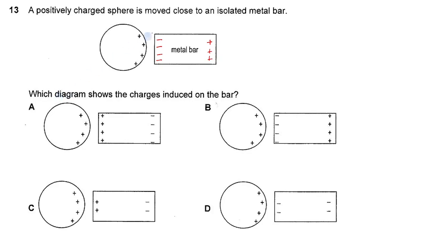So this is the situation here. When they say which diagram shows the charges induced on the bar, you see the one that resembles this situation is this one here. So the answer is B.